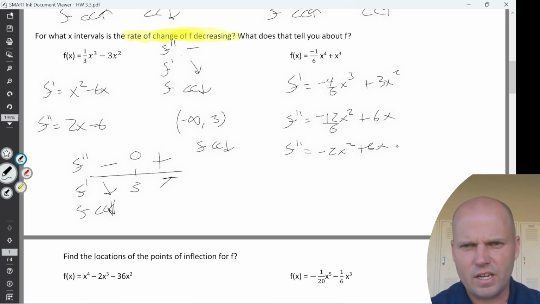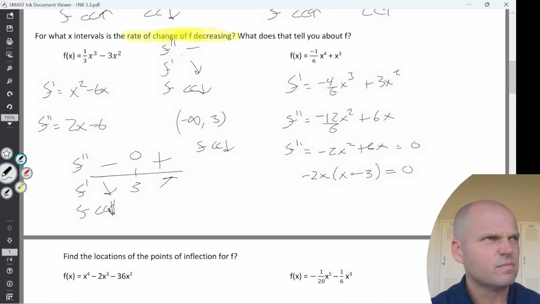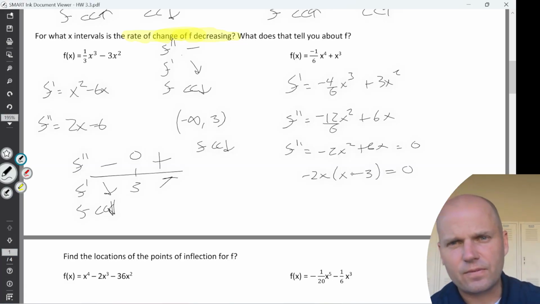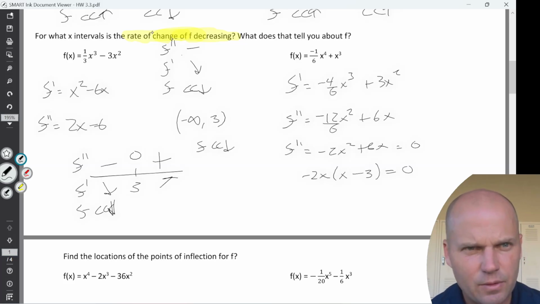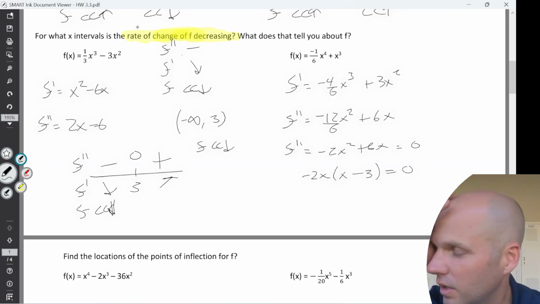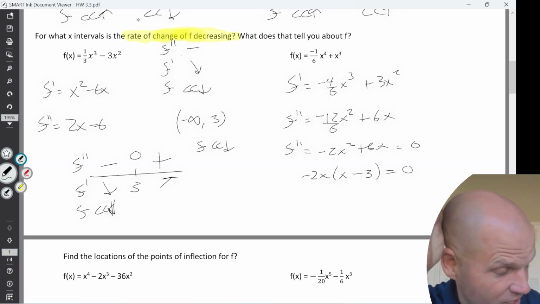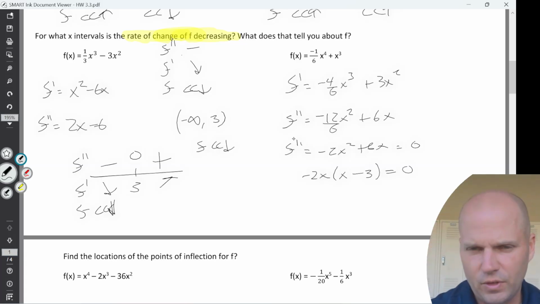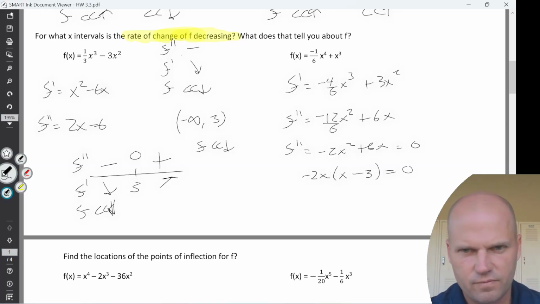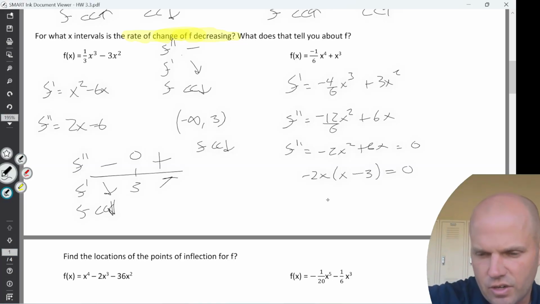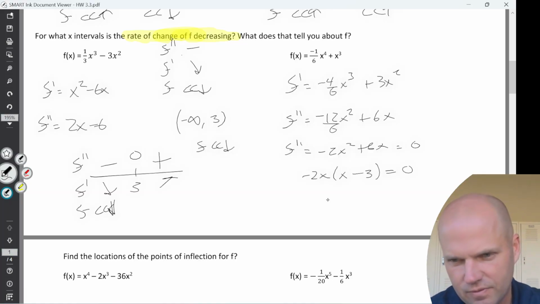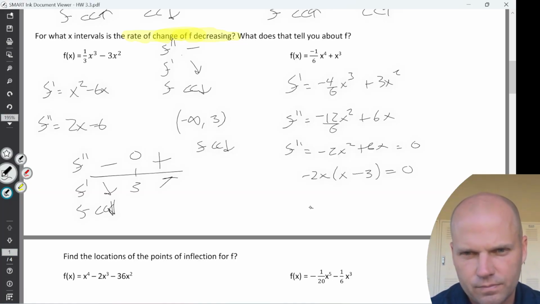Cool. When is the rate of change decreasing? The rate of change is the slope of f. How is f changing? Look at the slopes. I feel like I should have talked more about what is a rate of change. It's the instantaneous rate of change. Yeah. We have talked about rates of change. Rates of change are just slopes.